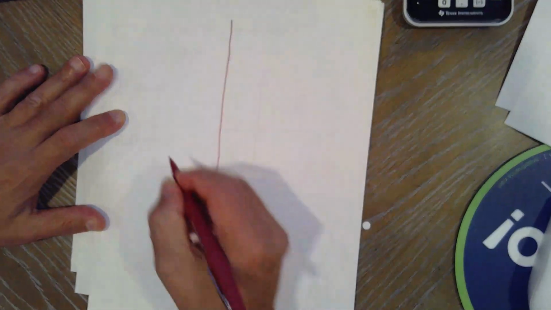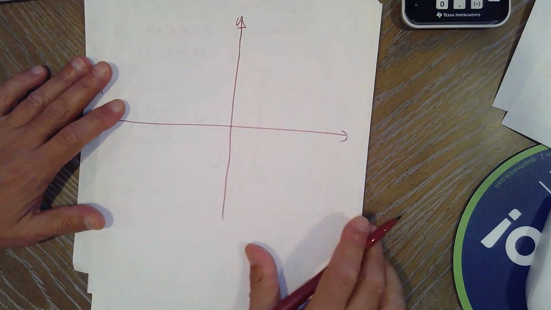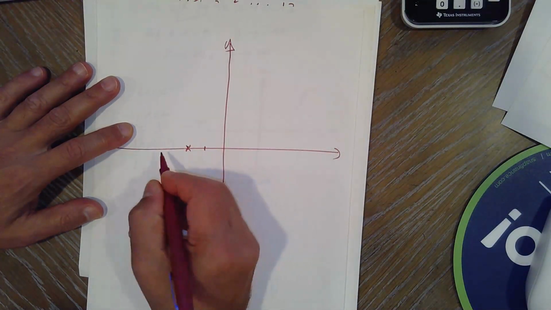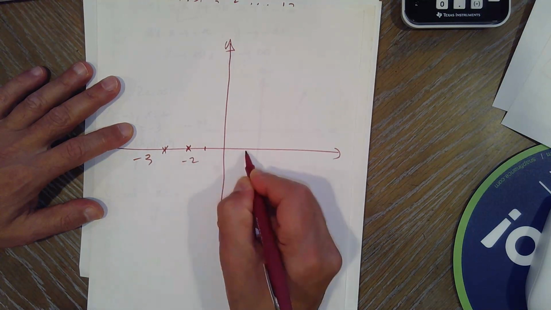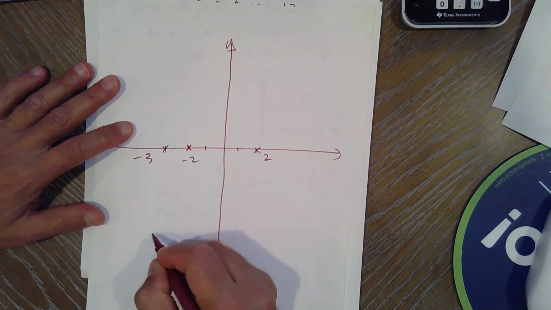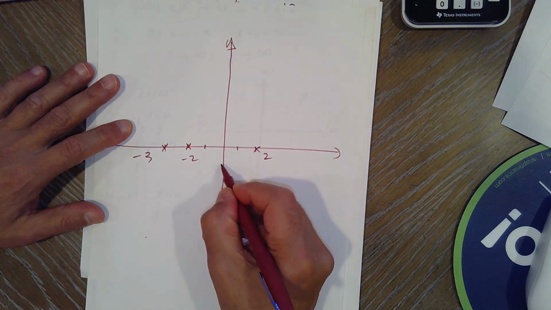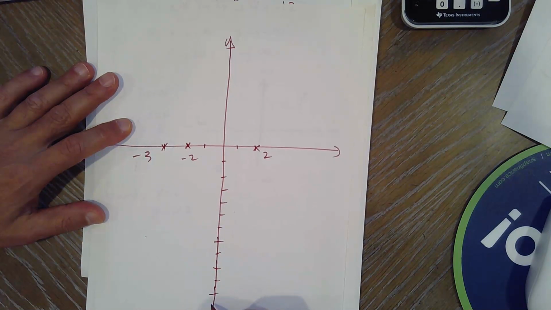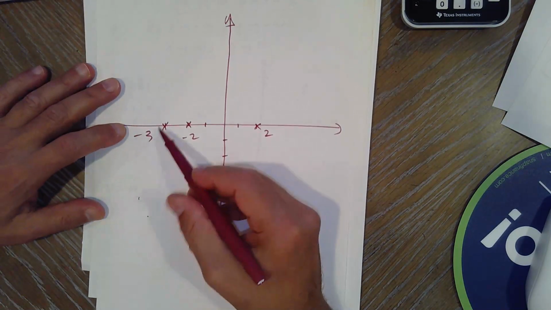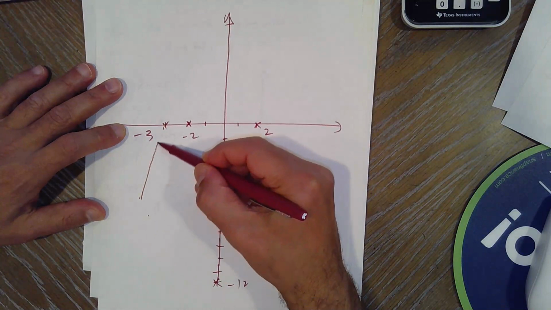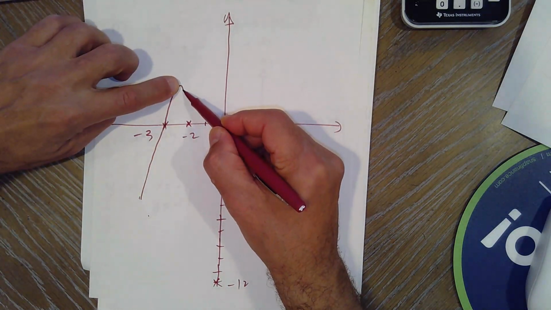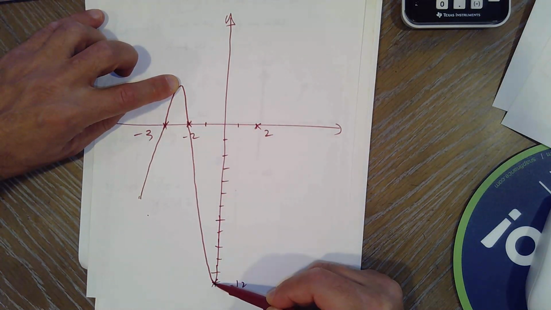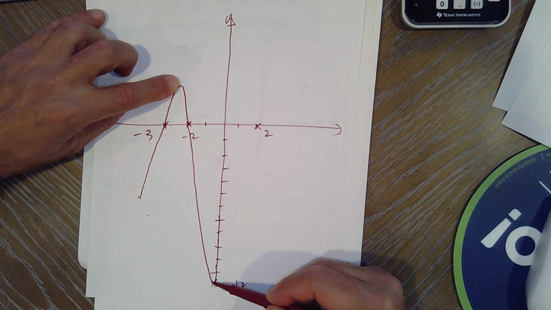So let me give you an idea of what we know. We know the x-intercepts are -3, -2, and 2. We know it's going to start here and end there. We know it's going to hit the y-axis at -12. So it starts here, it has to go through this, it has to go up and then come down. We don't know how high up it goes. Then it has to go all the way down and hit -12. We don't know where it's going to stop, or whether this is a minimum or not.